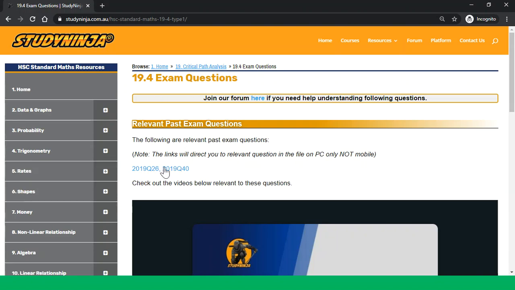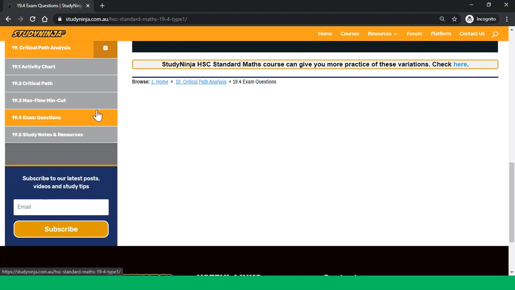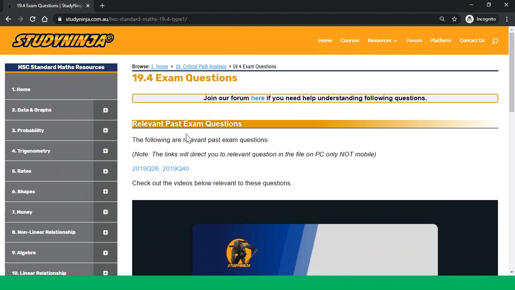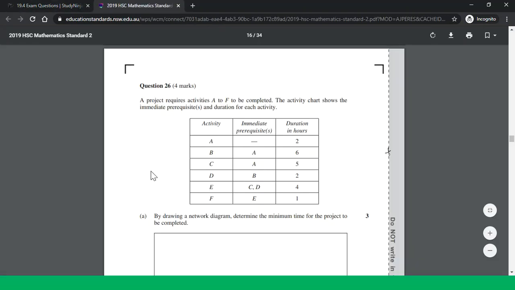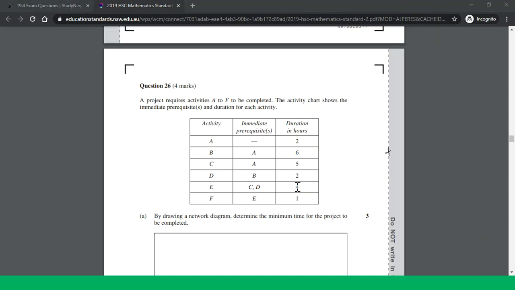Study Ninja website. If you go to the relevant chapter, questions are sorted by chapter and by different types. So if you click on 2019, question number 26, this is the one we are talking about. So let's take this question out.